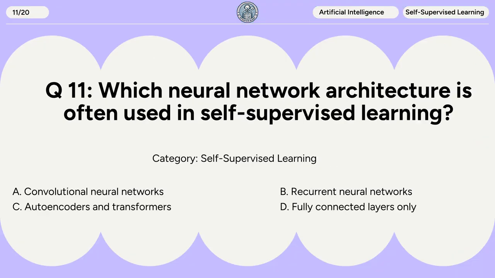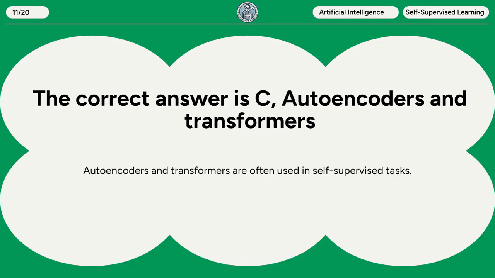Question 11. Which neural network architecture is often used in self-supervised learning? A. Convolutional neural networks. B. Recurrent neural networks. C. Autoencoders and transformers. D. Fully connected layers only. The correct answer is C. Autoencoders and transformers. Autoencoders and transformers are often used in self-supervised tasks.